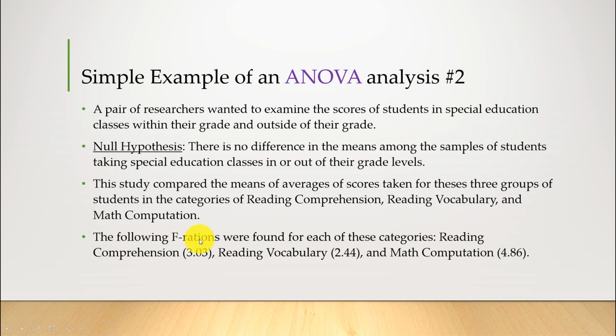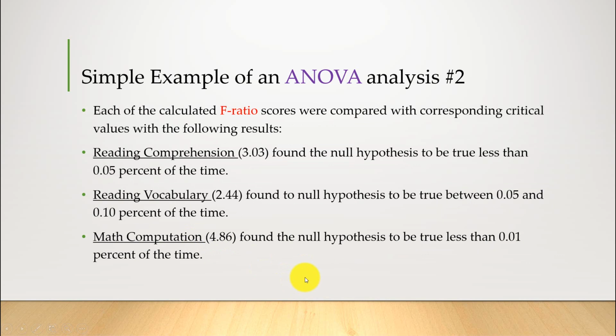These weren't just the averages, okay? So then these were after they were generated. Okay, remember how we have the MS within, the MS between. That's what gives us the ratio, okay? Here's what we found here. Now we got it right, F ratio. Each of the calculated F scores were compared with corresponding critical values for the following results.